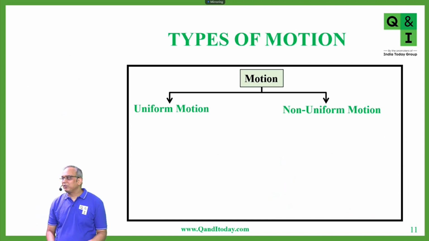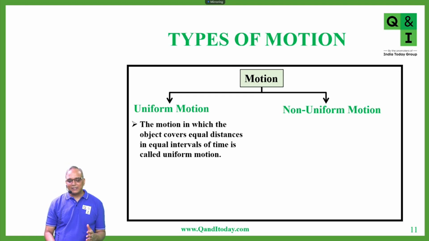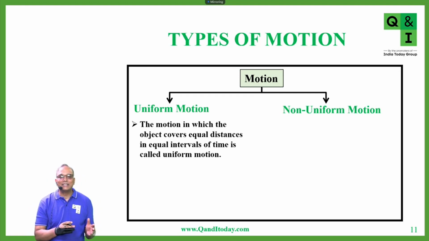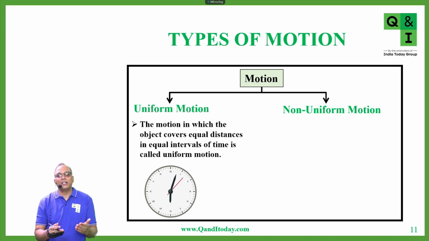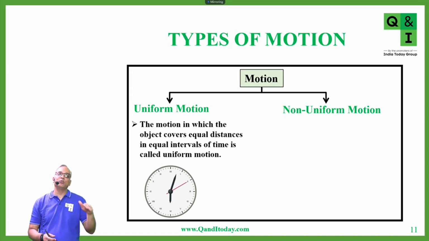Now, there are two types of motion. One is uniform motion and the other is non-uniform motion. Now, what is uniform motion? Uniform motion is the motion in which the object covers equal distances in equal intervals of time. For example, the seconds hand covers one complete round always in 60 seconds, right? So 60 seconds is equal to 1 minute. So it covers equal distance in equal interval of time. That's why we say that the second hand is an example of uniform motion.